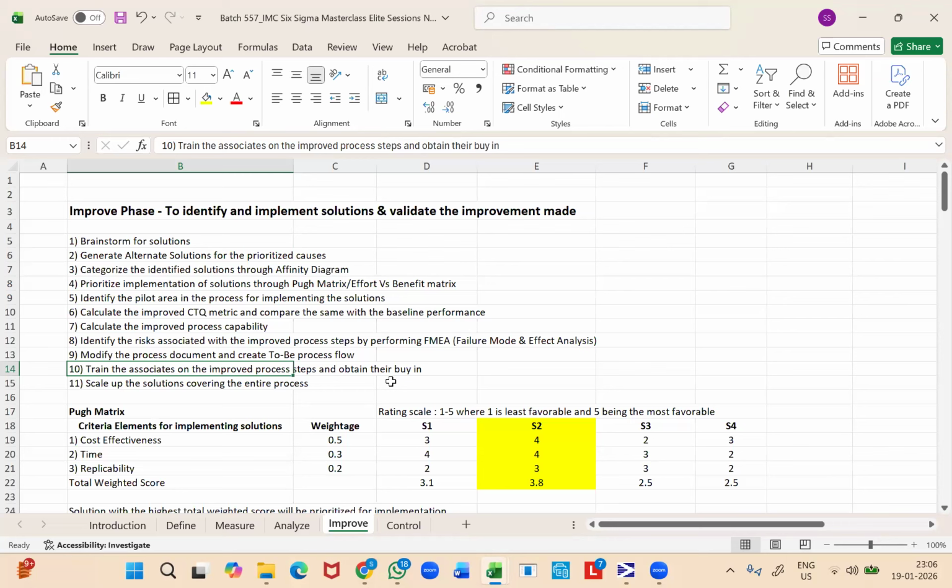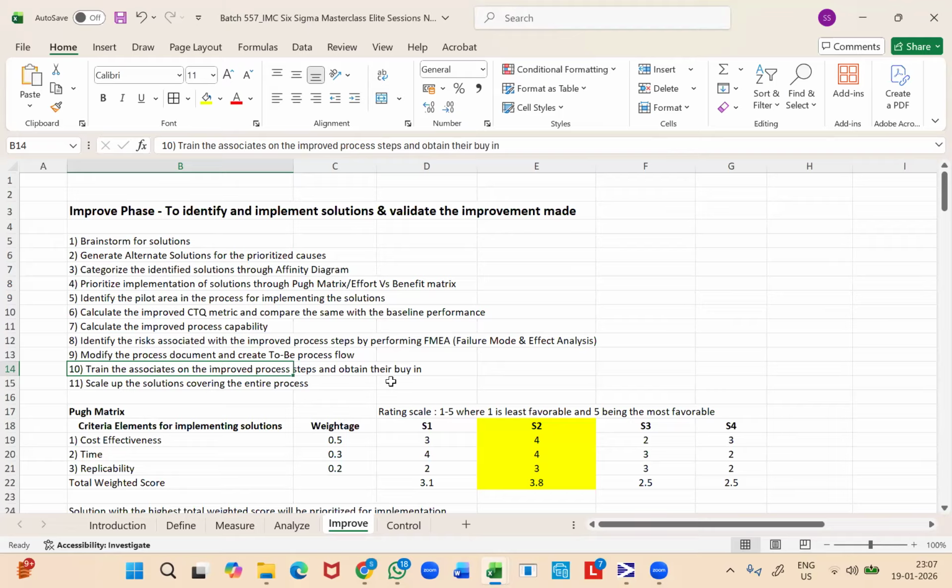And once we get their buy-in, then they will be sincere in executing the process as per the improved process steps. But without getting their buy-in, if you simply orient them, not bothered about whether they are interested in executing the process as per the new methodology, then there is every chance that the associates connected with the process would continue to execute the process as per the old methodology. And in that case, you will not be able to see a sustenance in the improvement made.